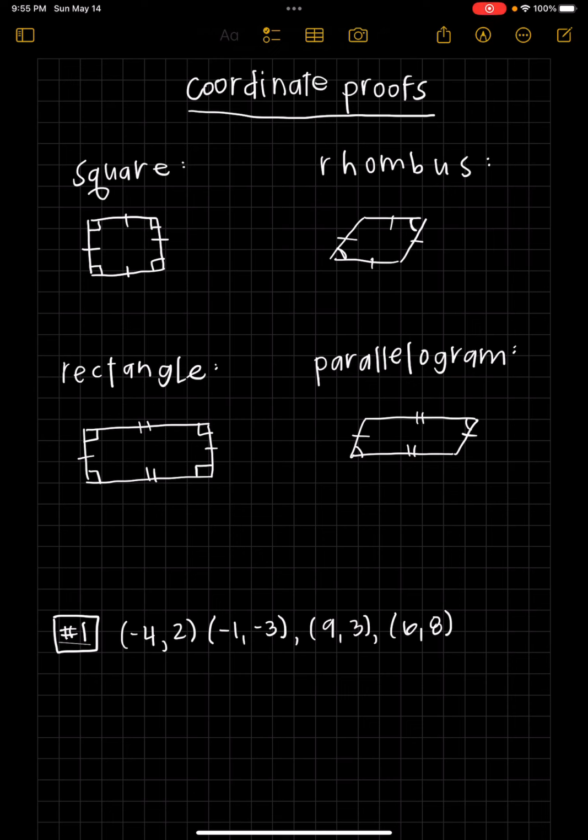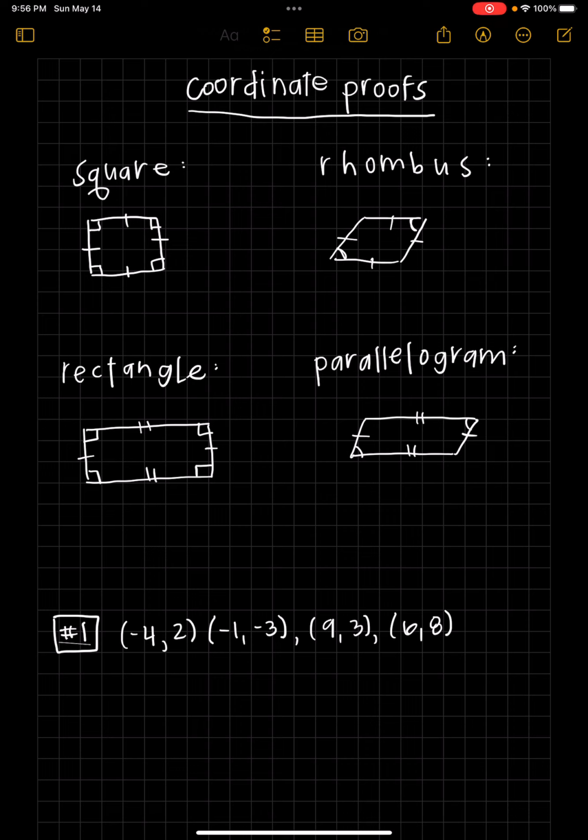Hi everyone, so now we're going to be talking about coordinate proofs, which basically means I'm going to give you a bunch of points and we're going to decide what those points make, what kind of shape it makes, or whether it makes a shape at all. Anyway, we're going to specifically be talking about quadrilaterals.